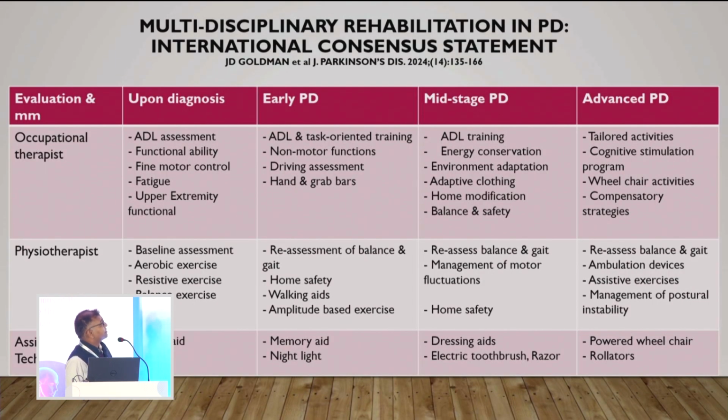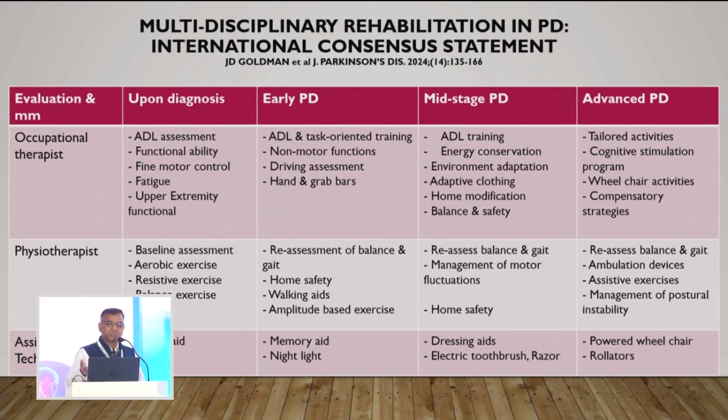This is a consensus statement. This paper was published last year from a UK group, I think the Queen's Square London group, and they have published multidisciplinary rehabilitation in PD. What are the roles of therapists and what is the role of assistive technology? As you can see, for the role of occupational therapists, they divided the patients into upon diagnosis, early PD, mid-stage PD and advanced PD. The roles will remain the same, but you have to do periodic reassessment just to see if there is any deterioration.